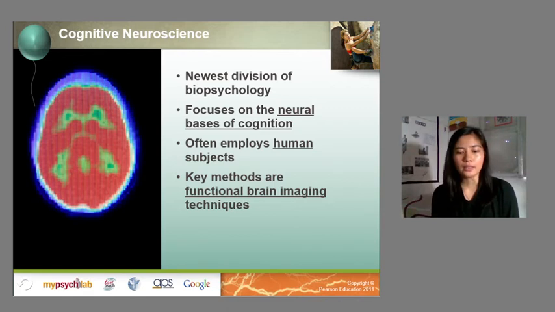Cognitive neuroscience involves collaborations between researchers with different backgrounds. So, just like in biopsychology, cognitive psychology, computer science as well.